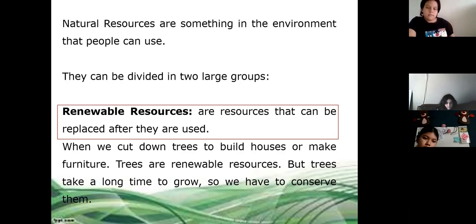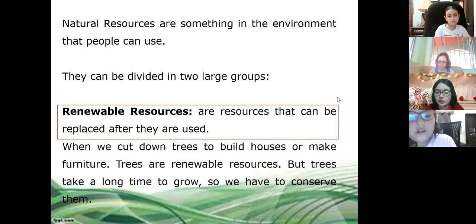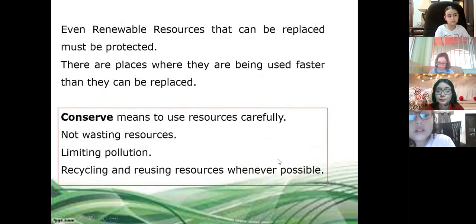That's right. So there are examples of renewable resources, the trees. That is one example. But what it says, you need to conserve it. It takes a long time. So even though we cut one and we plant, it's going to take a long time to grow. So we need to take care of them. We're not going to be cutting all the trees for that reason. Okay, let's go to the next one. So even renewable resources that can be replaced must be protected.